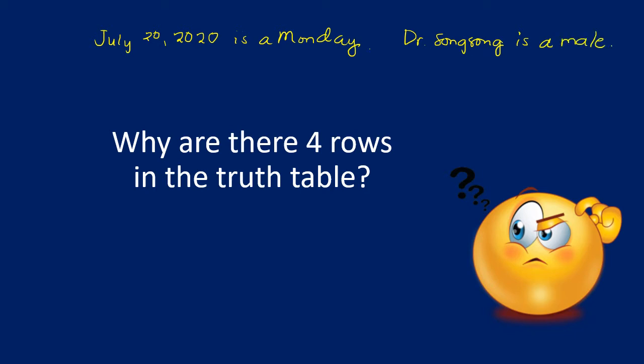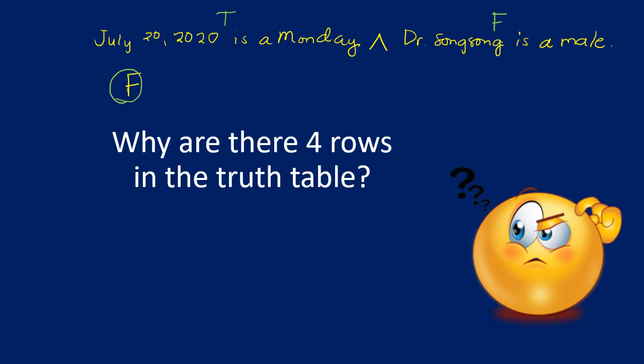And then I connect this with the connector and. What would be the truth value of this sentence? Is this true or false? The answer here is, this is false, right? Because although the first part, the first sentence, is true, the second component is false. So that's why the entire thing is false.